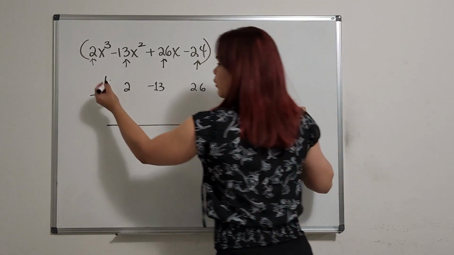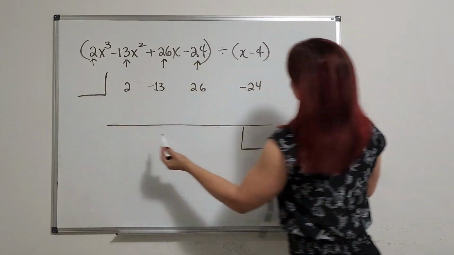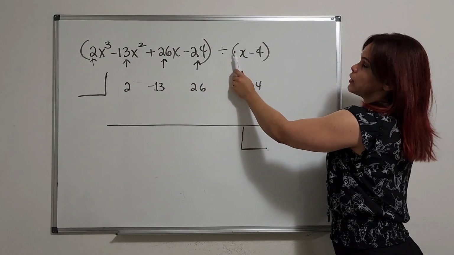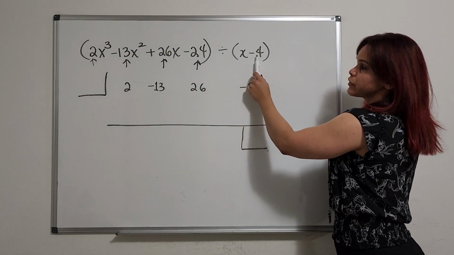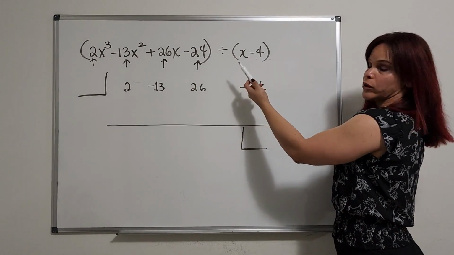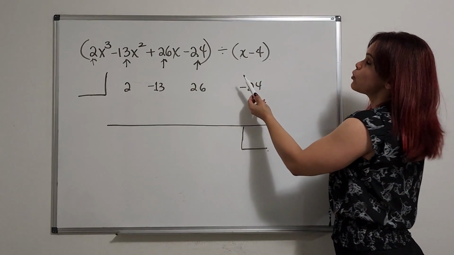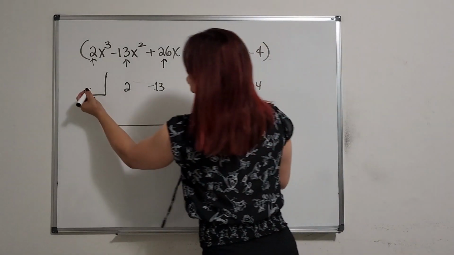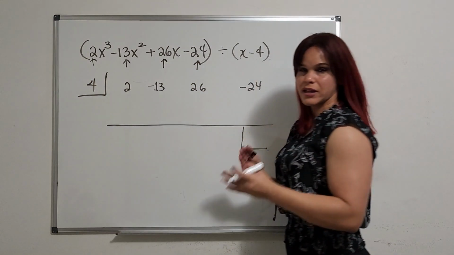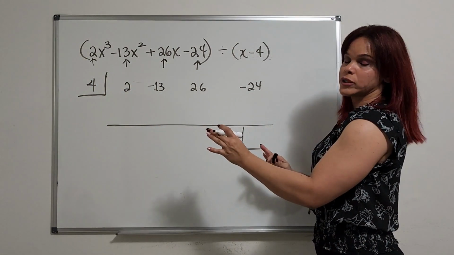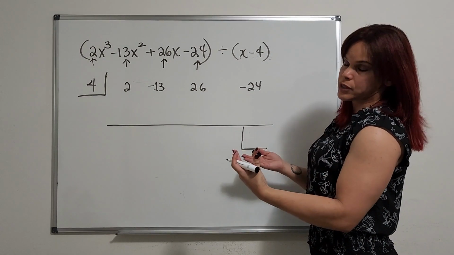And what am I going to have here? I'm going to have the number that makes this divisor 0. In other words, the opposite of the number that I have here. The number that makes this 0 is 4, because 4 minus 4 is 0. In other words, if I have x minus 4, I have a minus 4, then I'm going to have here a positive 4. It's like the opposite of what I have. After I have written down all the information that I need, then I'm going to proceed with the synthetic division.